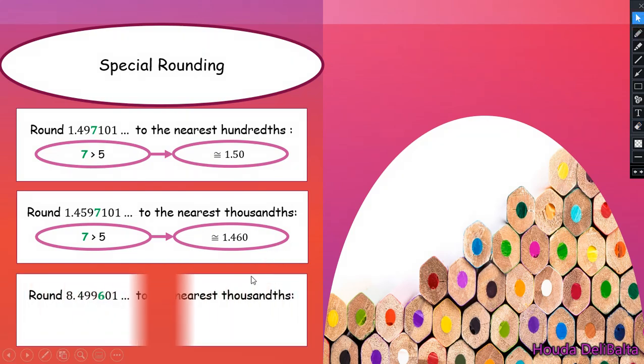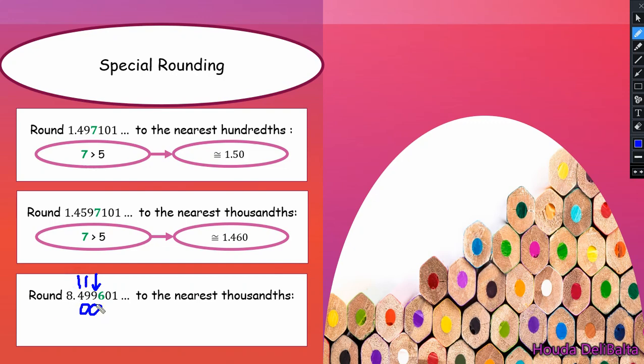Let's continue more examples on special roundings. For example here, I have to round 8.499601 to the nearest thousandth. Again, I have to look at the thousandth digit, which is 9. Now I have to add 1 for 9 because again the number after it is greater than 5. So it becomes 10. But there is another 9 here. So 1 goes to 9, then it becomes 10 again. So I still have 2 zeros here.